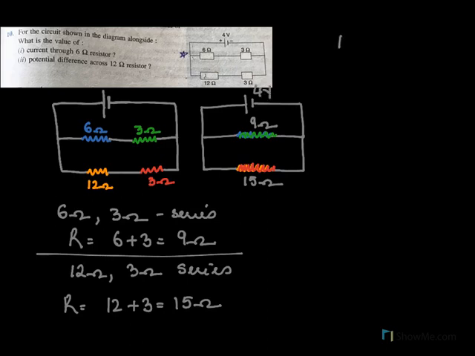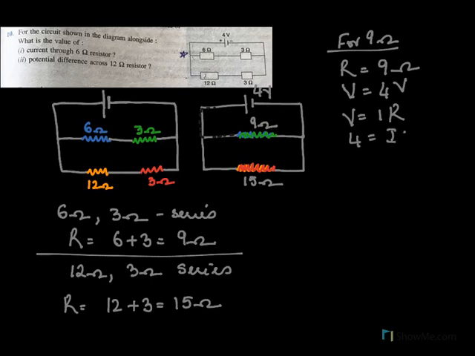Now look at the 9 ohms. The resistance is 9 ohms. The voltage for 9 ohms is 4 volts. This is the voltage, it is connected to this, right? So the potential difference is 4. So V equals IR, that is 4 equals I into 9. So the current flowing in this arm is 4 by 9, not 9 by 4, that's a mistake, it's 4 by 9.